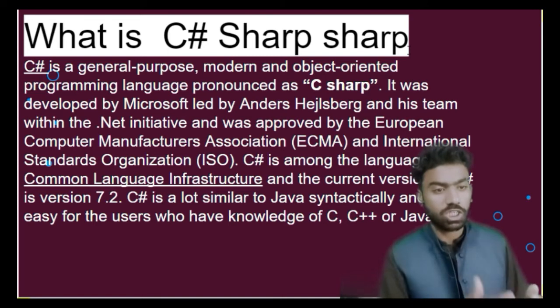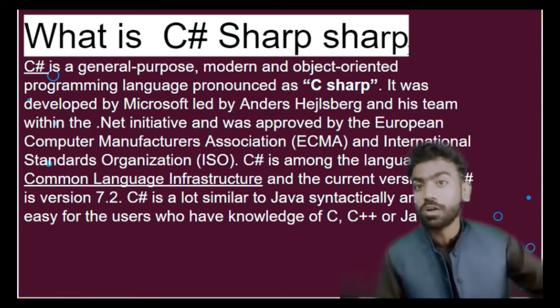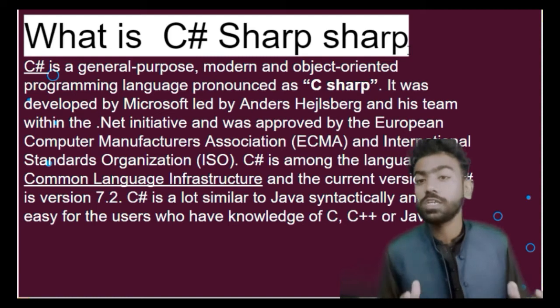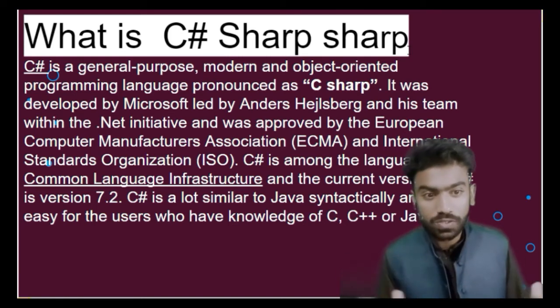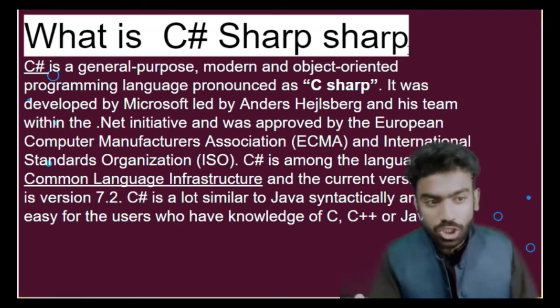We can say C Sharp is among the languages for the Common Language Infrastructure, and the current version of C Sharp is version 7.2. It is a lot similar to Java semantically and is easy for users who have knowledge of C, C++ or Java.